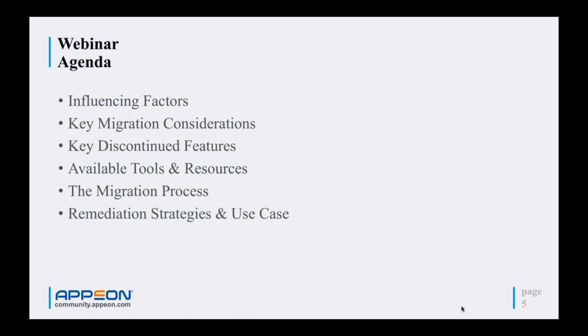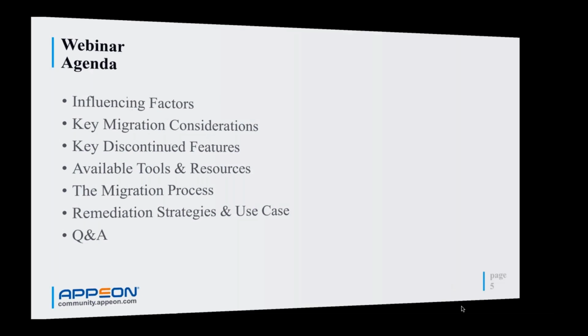So today's agenda starts off with factors that influence the migration of your PowerBuilder assets. We'll cover the primary points of migration, the key points that you need to consider. I'll cite features that have been discontinued, and we'll cite tools and resources that will assist you with your migration project. We'll then review the migration process, the recipe as it were, then examine some strategies for remediation of found issues. I'll then review a recent migration customer case of Intertech, followed by our Q&A session.